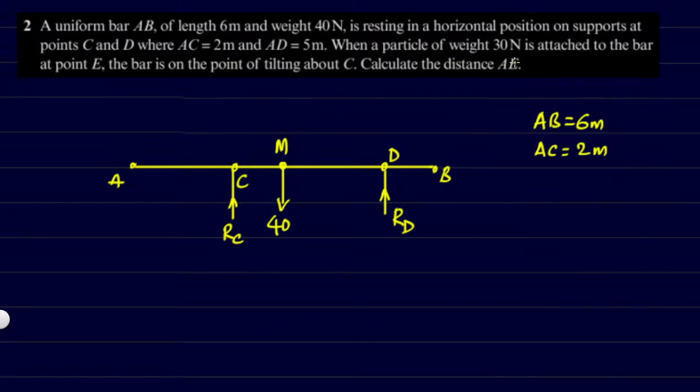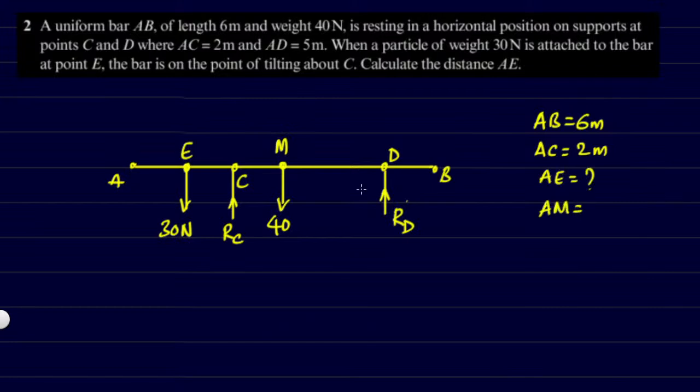When a particle weighing 30 newtons is attached to the bar at point E, the bar is on the point of tilting about C. Calculate the distance AE. So tilting about C will happen when you attach a point at E. That has to be at this side, right? Yes. So this is a downward force, and 30 newtons is the weight given. We want to find the length AE.